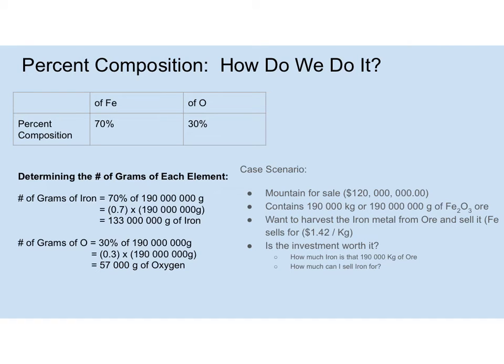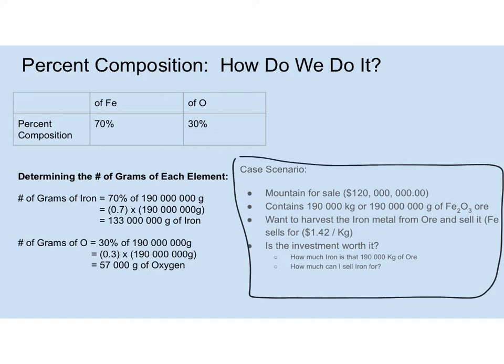Okay, so now going back to our original case scenario, let's figure out, if we had this kind of case scenario, is it worth it to buy it? Well, we know that 70% of this ore, of the rock, is iron. So if I take 70% of that weight, or 70% of 190 million grams, I will know how many grams of iron there are in it. There happens to be 133 million grams of iron in that mountain.